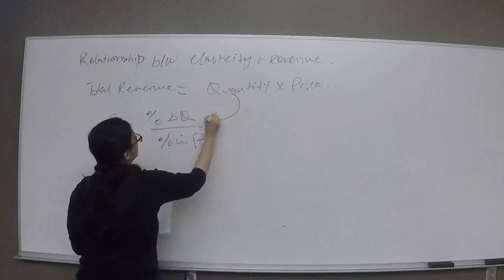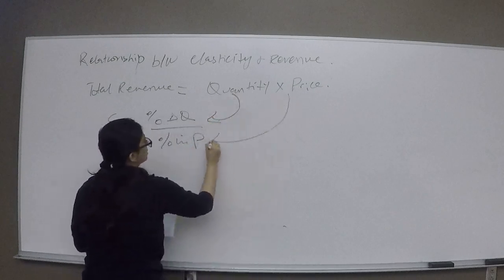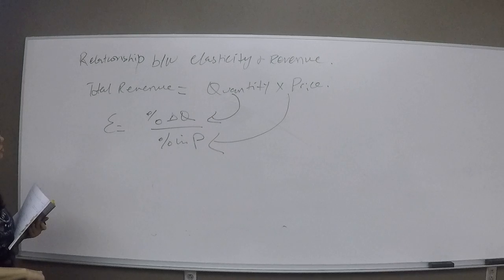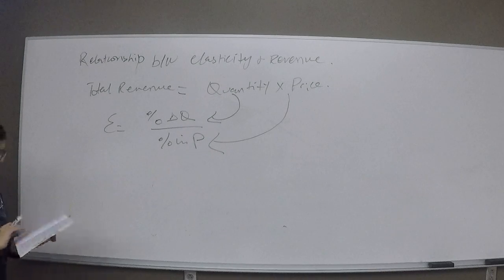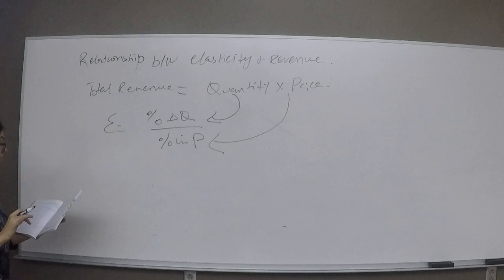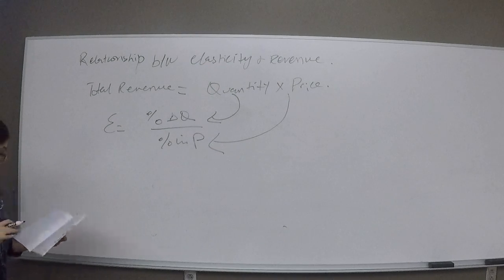So we have quantity and we have price. They are both related. The total revenue is related to elasticity. How?